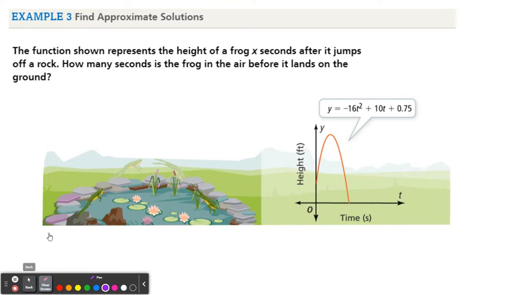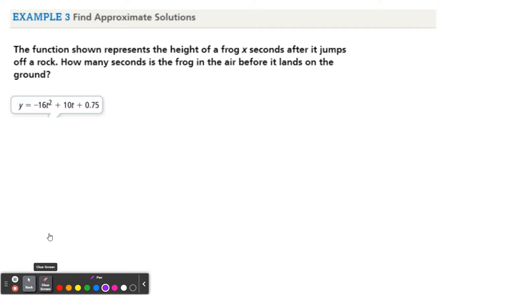I gave you a whole new slide to do this problem with, so we're going to go to that slide. I'm going to use the quadratic formula to solve this for t. Now t is just our x, right? This is just x squared and x, so no worries. It is in standard form. So a equals negative 16, b equals 10, and c equals 0.75.